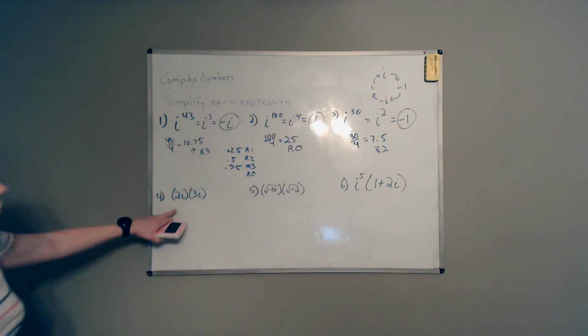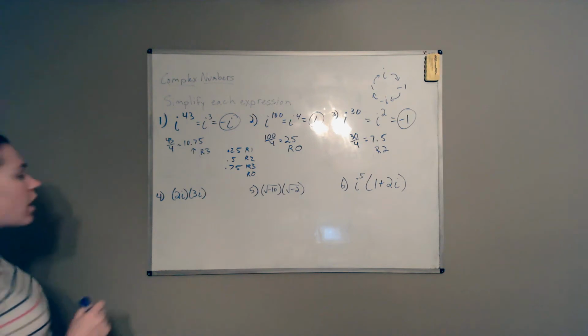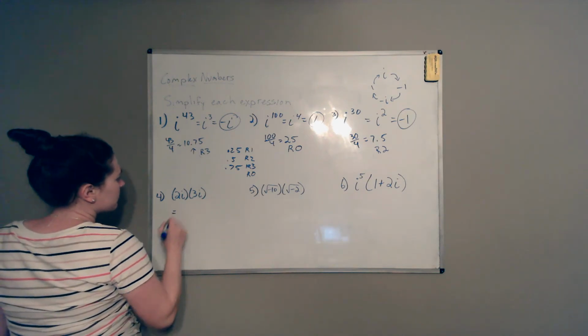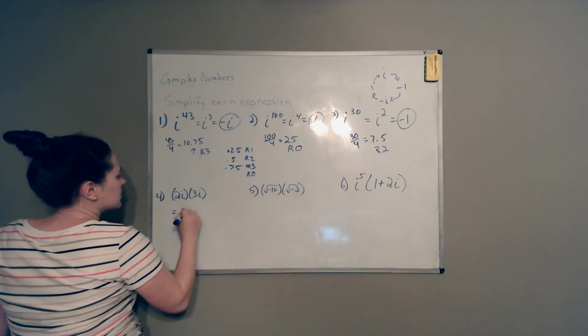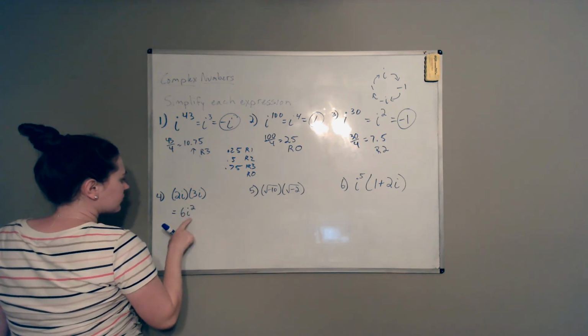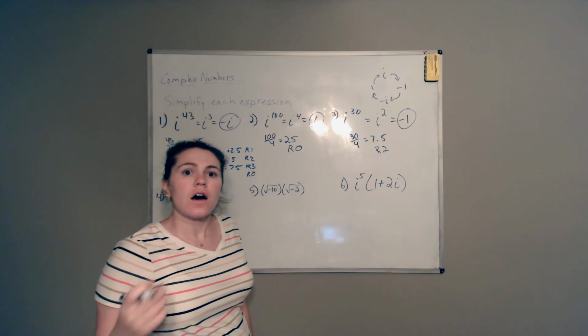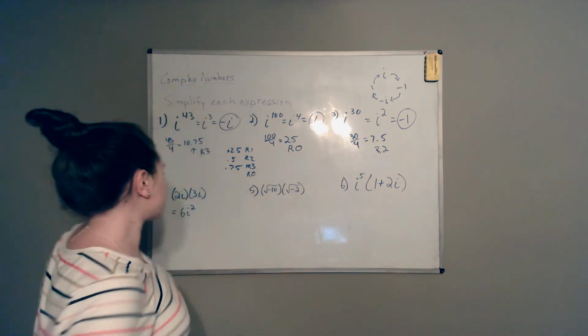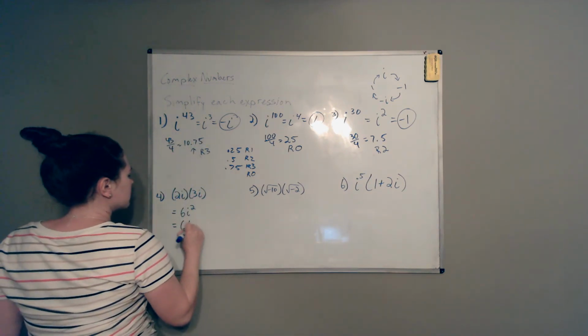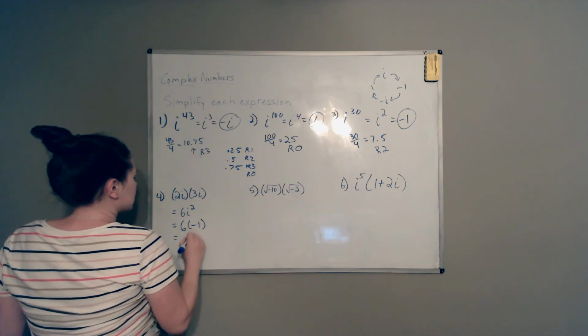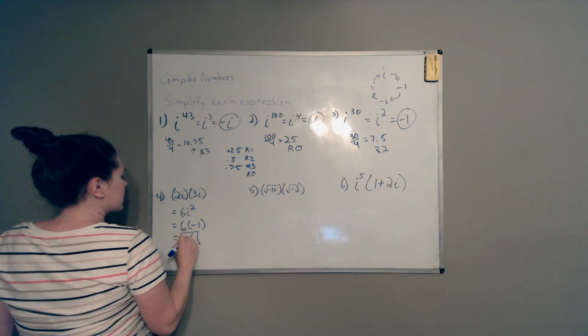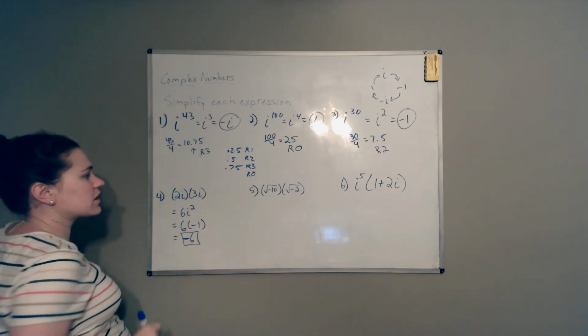Okay, so in number 4, we have 2i times 3i, so it's already in terms of i, so we can multiply these together. It's going to be 6i squared. i squared can be simplified. Anytime you have a power other than i to the first, you have to simplify it. So this is going to be 6 times negative 1. That's negative 6. So it turns out to be the real number negative 6.